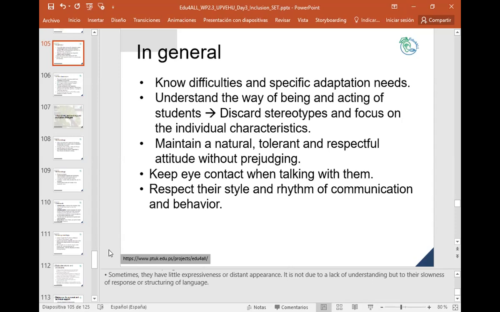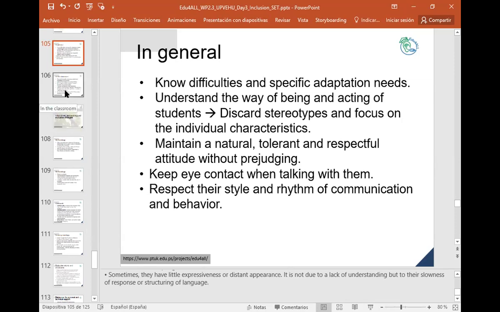The greatest difficulty that these students can encounter is the fear of rejection that their condition usually causes, almost always due to ignorance. When talking with them, keep eye contact, avoiding any attitude of mere courtesy, so that they lose their fear of rejection and make them feel accepted and heard. Respect their style and rhythm of communication and behavior.